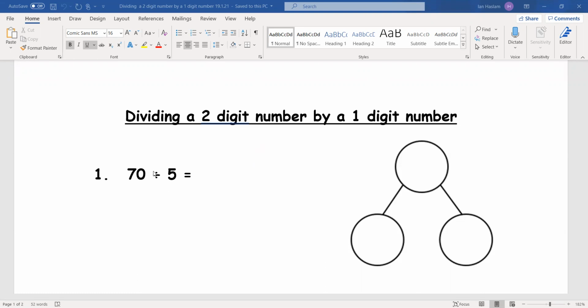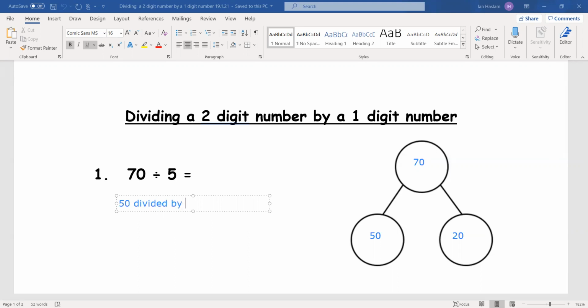Looking at question 1, I've got 70 divided by 5. So 70 needs to go into the top section of my part-whole model. I'm now going to split 70 into numbers that I know are in the 5 times tables. So I'm going to split my 70 up into 50 for my tens and 20 ones. And then I'm going to do exactly like we learnt yesterday.